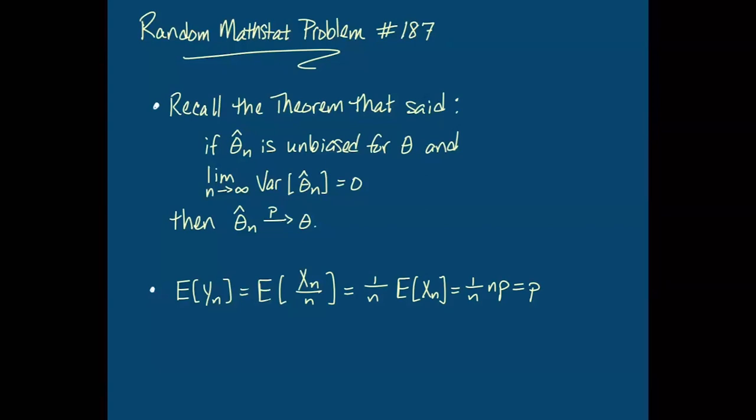If we have that the variance of yn goes to 0 as n goes to infinity, we can say that yn converges in probability to p because yn is an unbiased estimator for p.